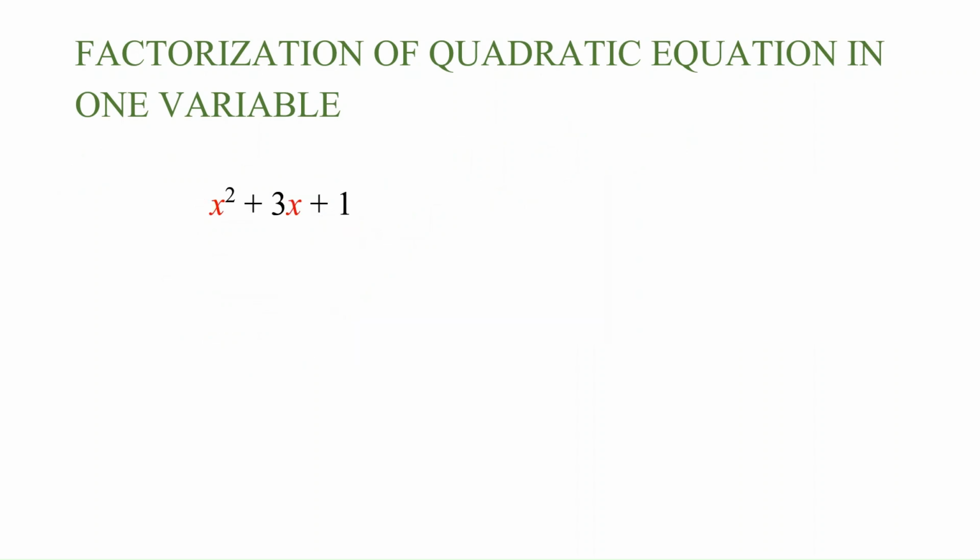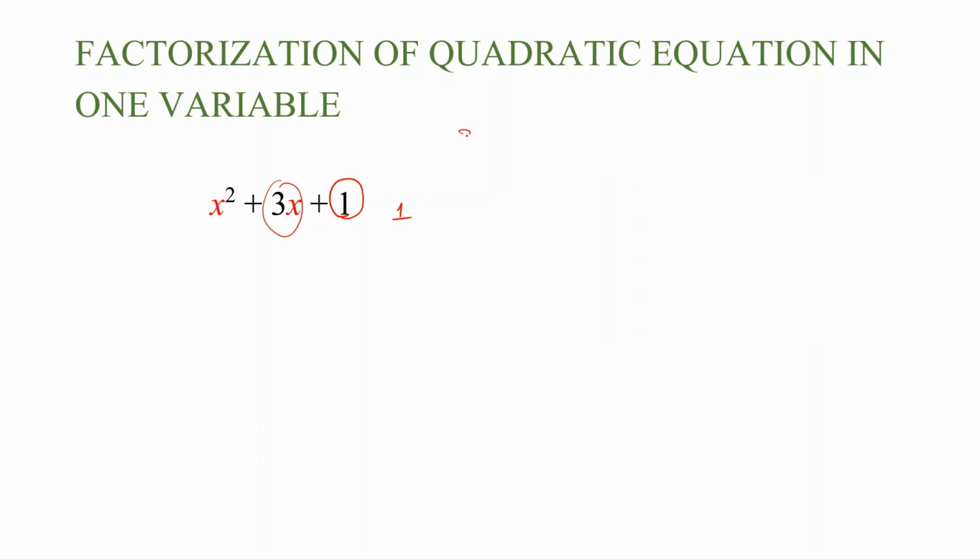Consider this particular expression, x square plus 3x plus 1. In this, we cannot use any of the identities like a plus b whole square, or a minus b whole square, or a plus b into a minus b. Those identities we cannot use. And even when we check here, this is a monic one and here 1 is there. So 1 cannot be factorized in any rational way such that it gives 3.